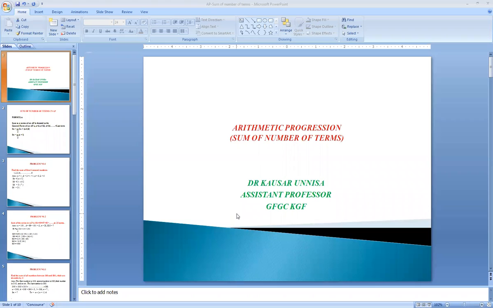Today in this class, we are going to do calculations on the sum of the number of terms in arithmetic progressions. How to calculate the total value of all the numbers. For example, if you are going to add from 1 to 10, it's okay: 1 plus 2 plus 3 plus 4 plus 5, like that you can keep on adding the numbers. But if you are going to add from 1 to 100 or 1 to 50, it is not so easy. So at that time, we have to use the formula for the calculation of the sum of the number of terms.